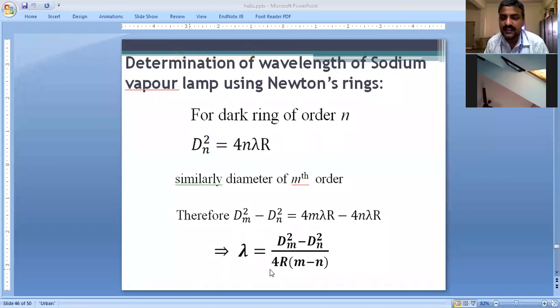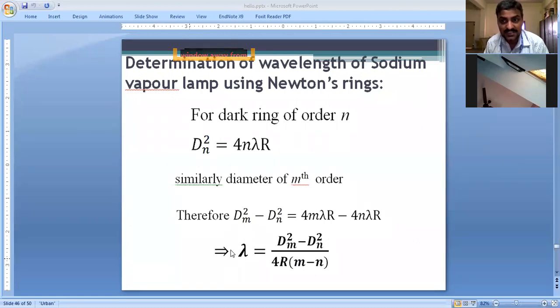So this is the way to determine the wavelength of a monochromatic source using the Newton's rings experiment. Here dm and dn are the diameters. dm square is diameter square, dn square is diameter square, but basically dm and dn are the diameters of dark rings. I repeat, dm and dn in this expression are the diameters of dark rings, but not bright rings.